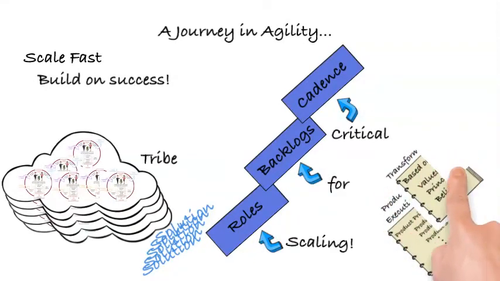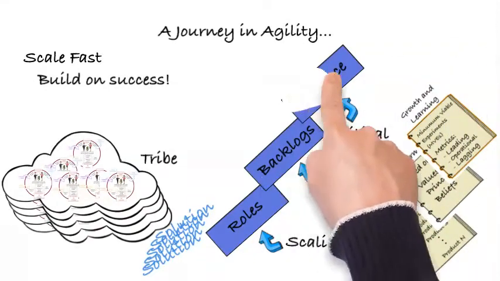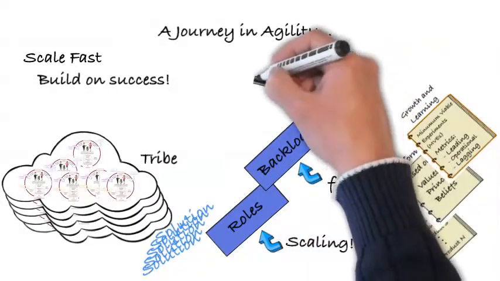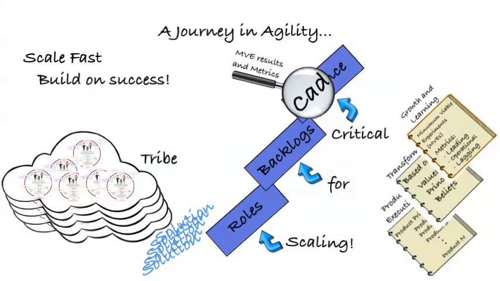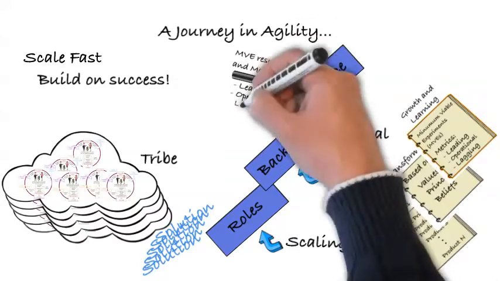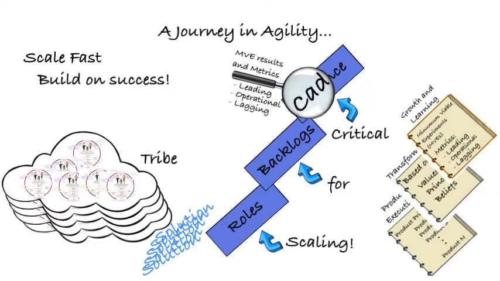Finally, we can utilize the Growth and Learning Guide. This contains the MVE results and metrics, including our leading, operational, and lagging indicators. These can be used to gauge our progress as we continue on our Agile journey.